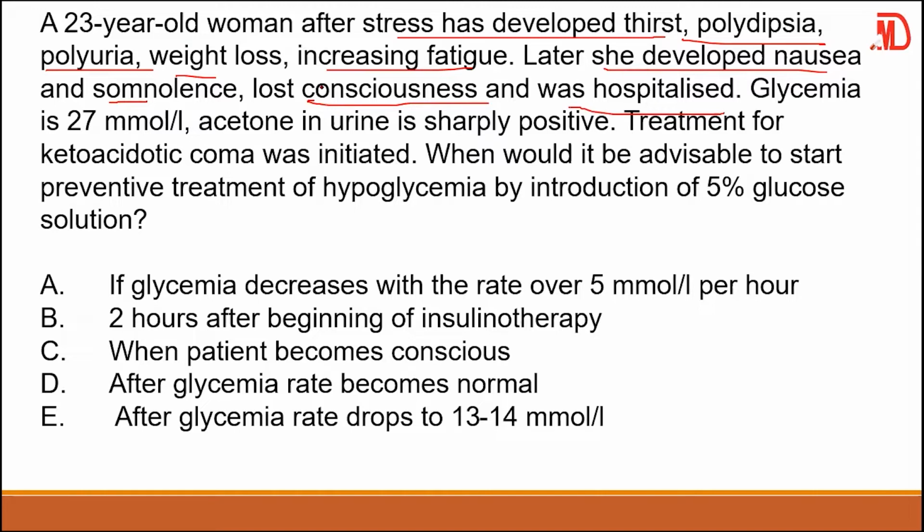So there's loss of consciousness. So that's coma. I don't know whether it is hypoglycemic coma or hyperglycemic coma or ketoacidotic coma, whatever it is. Now, glycemia is 27, so definitely glucose is high. Guys, look, acetone in urine is sharply positive. The treatment for ketoacidotic coma was initiated. So again, they've told you your diagnosis. This is what? Ketoacidotic coma. Why? Because of the presence of acetone bodies in the urine.